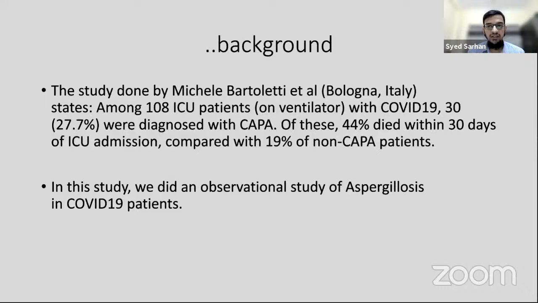on mechanical ventilator with COVID-19, 30 patients, that is 27%, were diagnosed with CAPA. Of these, 44% died within 1 month of ICU admission, compared with 19% of non-CAPA patients. In this study, we did an observational study of aspergillosis in COVID-19.